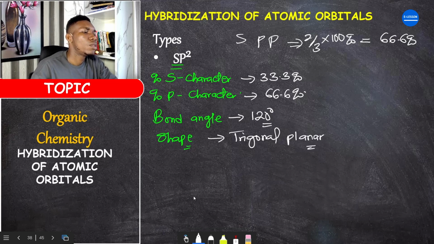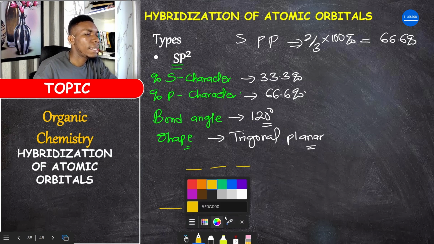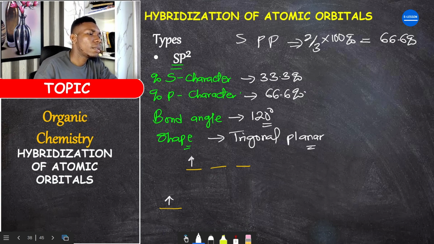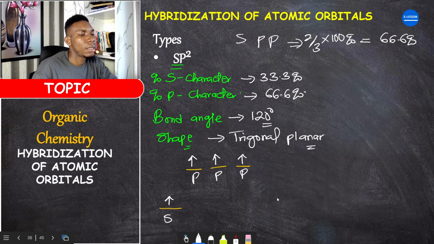Is that okay? So how is it like? Based on what we've done before. You have the S orbital down here. The reason why we are showing this to you is so that you know that the P orbitals are higher in energy than the S orbital. So we have this. So this is S, this is P. Then hybridization took place.